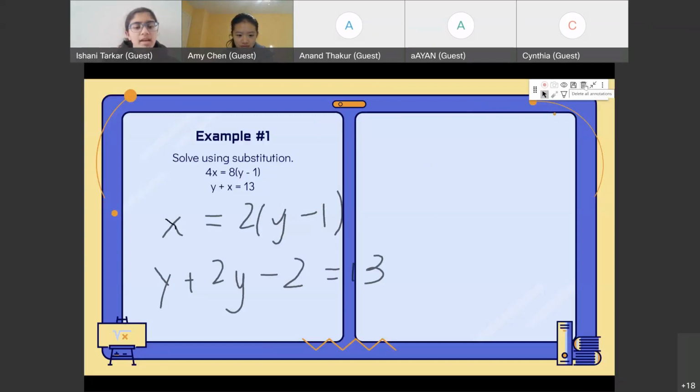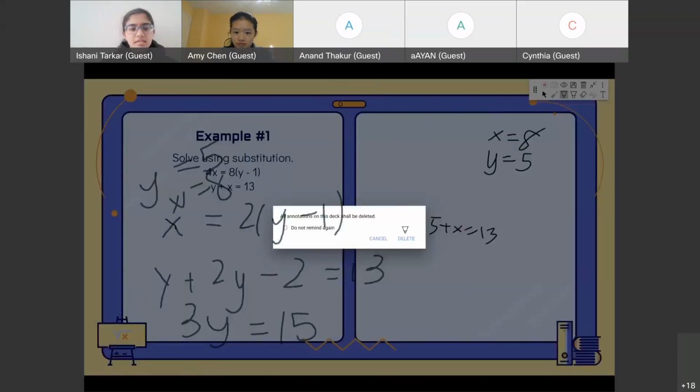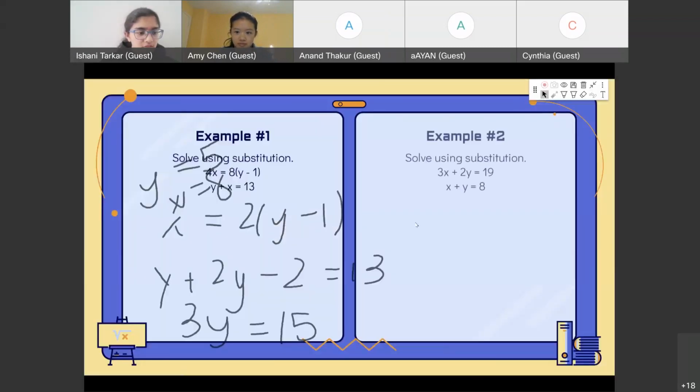So we get 3y minus 2, so we add 2 to both sides, and we get 15, right, because minus 2 plus 2 is equal to 0. So we get 3y is equal to 15, so that means y is equal to 5. So therefore, we can plug that into the second equation, and we get x is equal to 8. So yeah, that is how we solve.